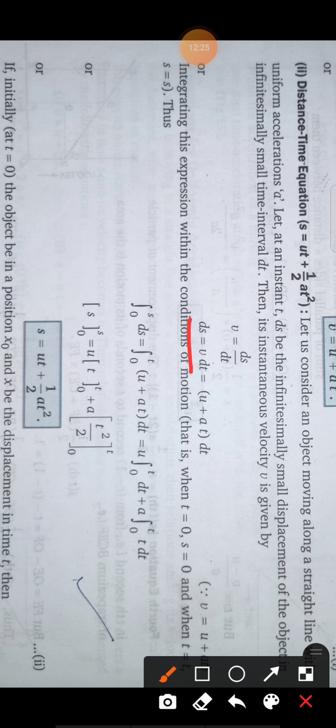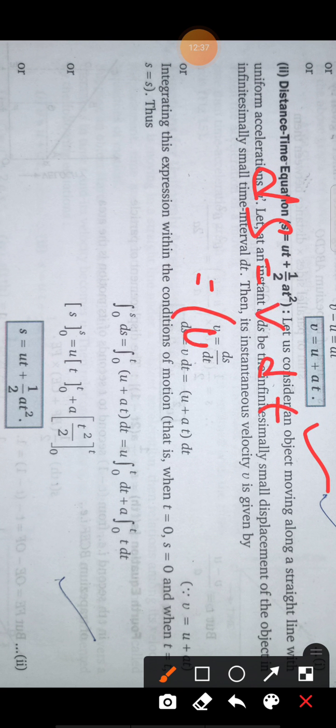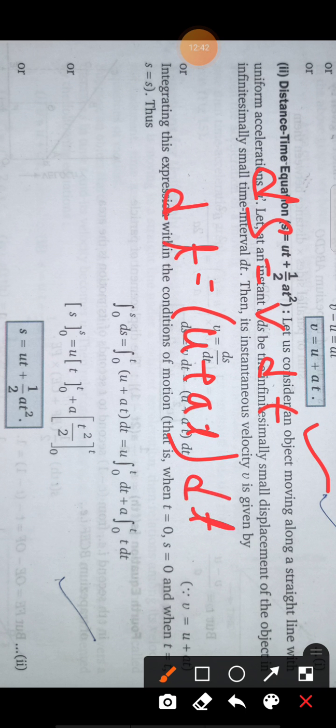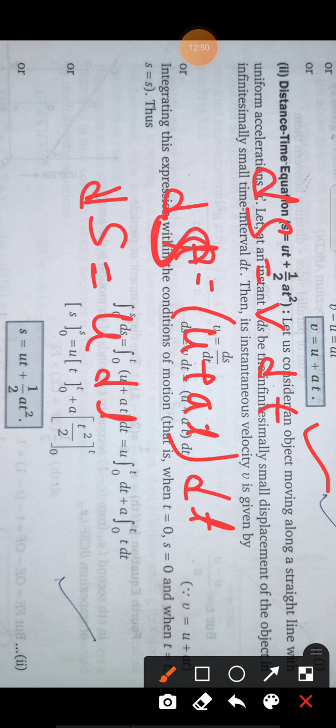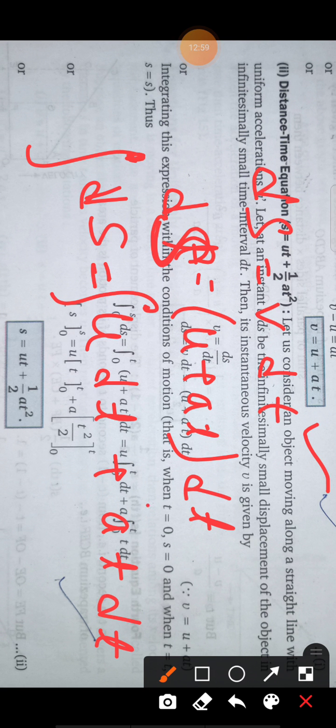Now the value of v we just derived is v equals u plus at. So ds is equal to v into dt, and in place of v we will write (u plus at) into dt. First we will multiply, so the others don't get confused. So ds equals u dt plus at dt, correct? Now we will integrate these three terms, this one, this one, and this one.